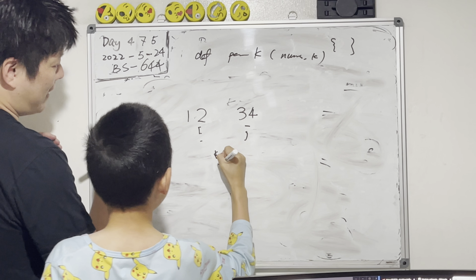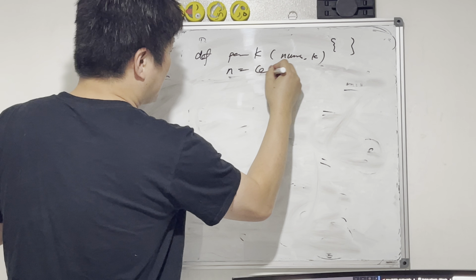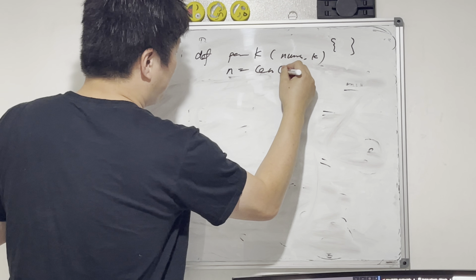Okay. Got it. Okay, that's great. So first of all, n equals the length of numbers. So this has to be an even number. If it's an odd number, we return false.